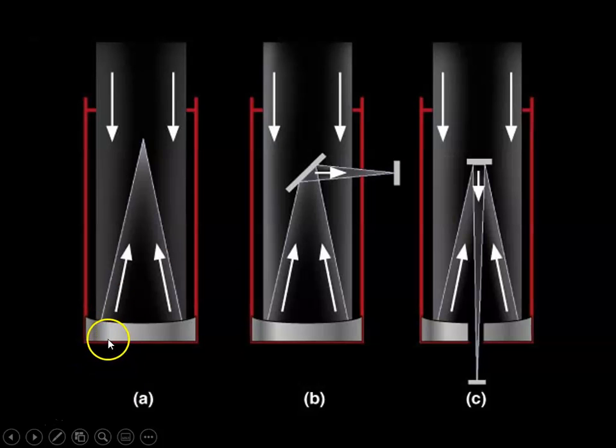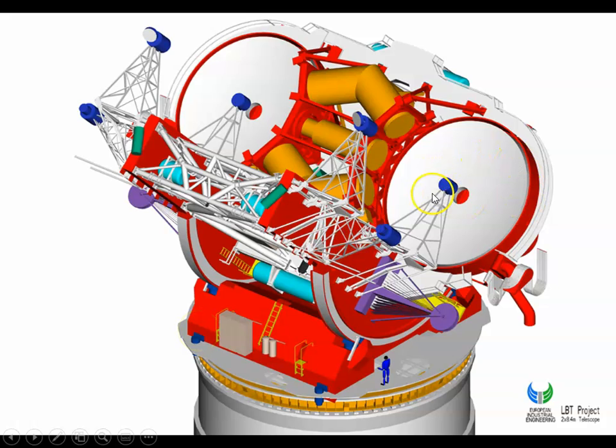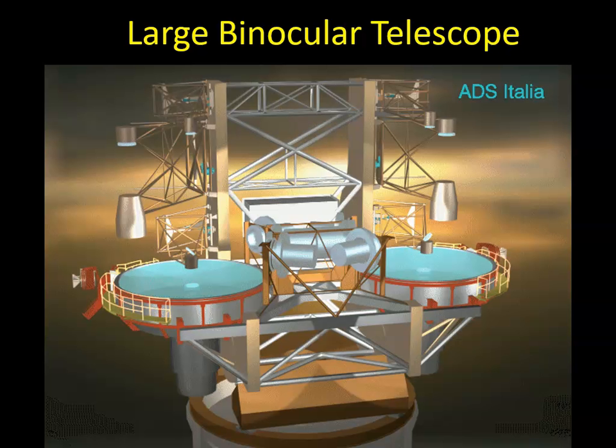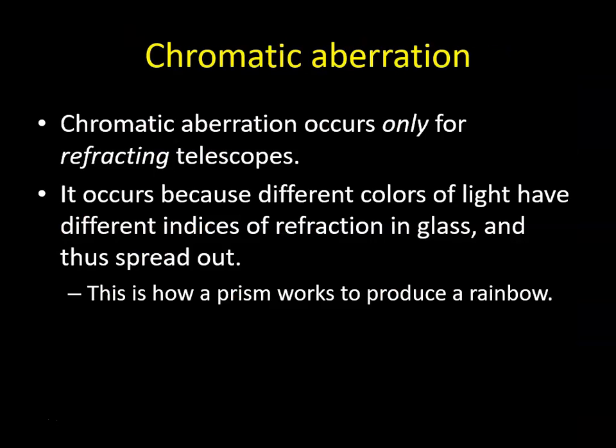In a refracting telescope, the primary lens, the main lens, is at the point where the light first starts to enter the instrument. Whereas in a reflecting telescope, the primary mirror is in the back, and then it reflects the light up to either a detector or something else that will end up focusing the light, in this case combining the light. This is an example of the Large Binocular Telescope, the LBT. So, very nice observing instrument.